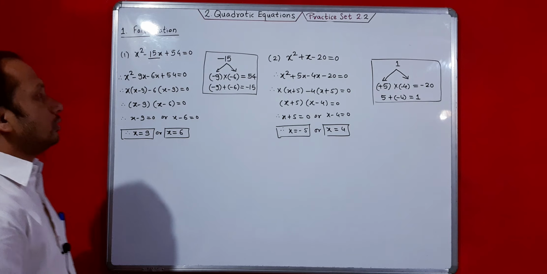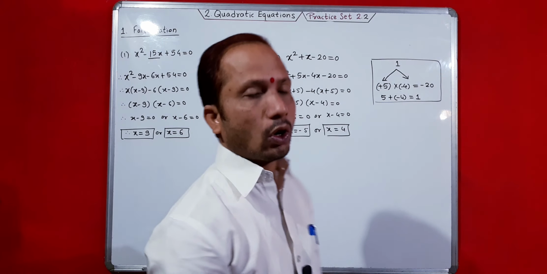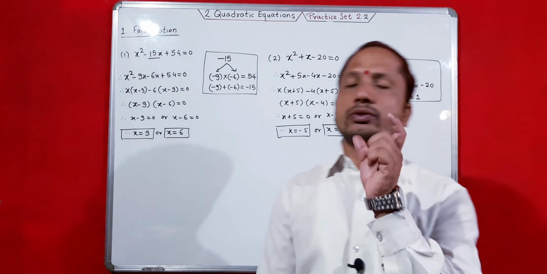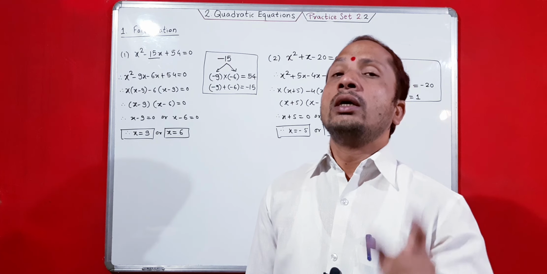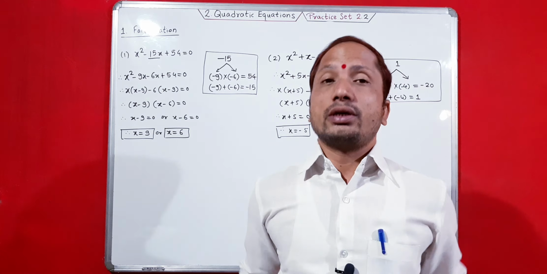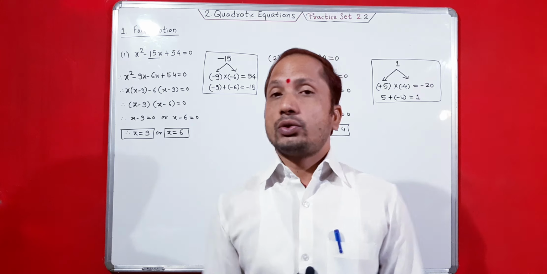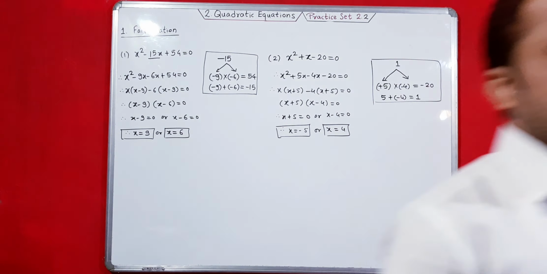So in this way we have to solve these problems. This is problem number 1, this is problem number 2. All the problems are very easy, you just have to do the factorization of the middle number in such a way that the product should be the last number and the addition should be that number itself. So these are the first two problems, and now we are going to solve the remaining problems.